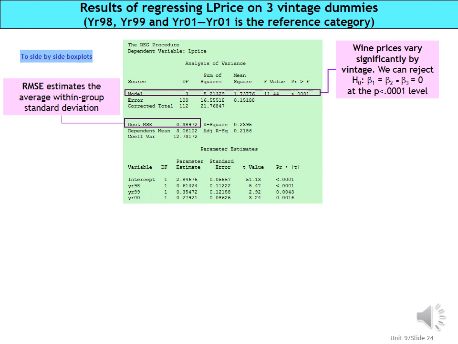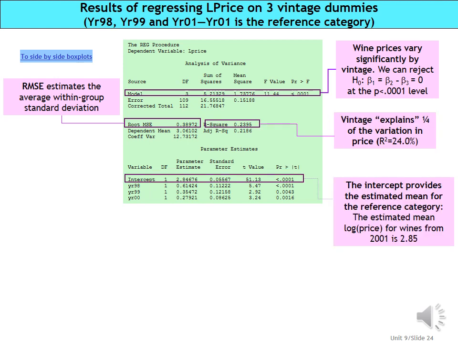Root mean squared error estimates the average within-group standard deviation, which is about 0.38. The R-squared explains about 23%, about 1/4 of the variance is explained by this model. The intercept provides the estimated mean for the reference category, which is the 2001 prices, and it's 2.85.